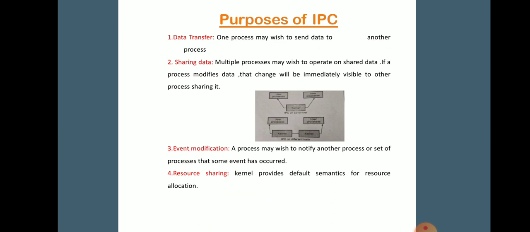Next one is resource sharing. The kernel provides default semantics for resource allocation, which may not be suitable for every application. The next is process control. A process such as a debugger may wish to assume complete control over the execution of another process. Now IPC has two forms: it may be for the same host or for different hosts.